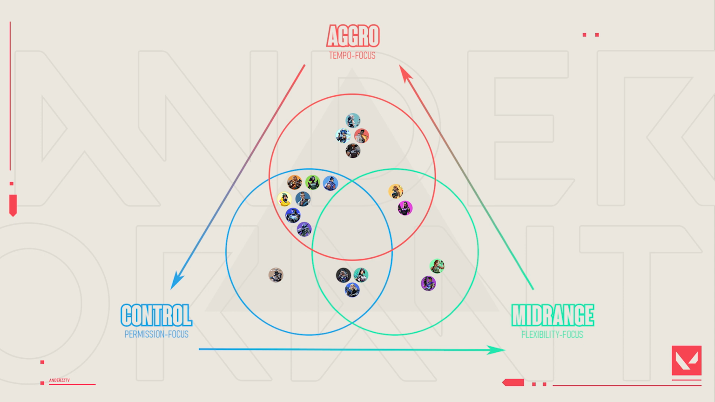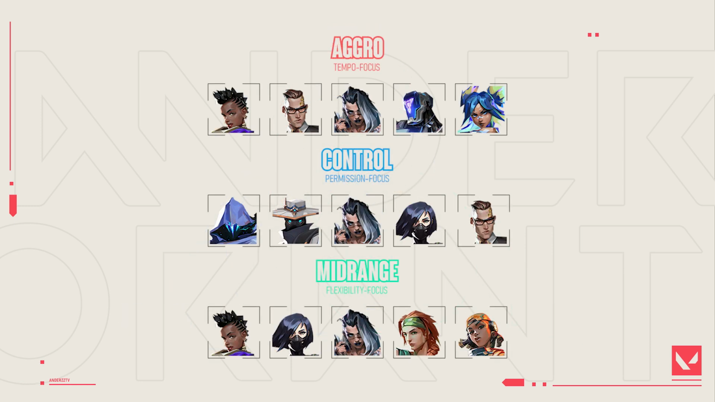To display what I mean, I'm just going to show the three stylistically optimized comps I believe work best for this map for each category. For aggro, we have Astra, Chamber, Fade, KO, Neon. For control, we have Omen, Cypher, Fade, Viper, Chamber.